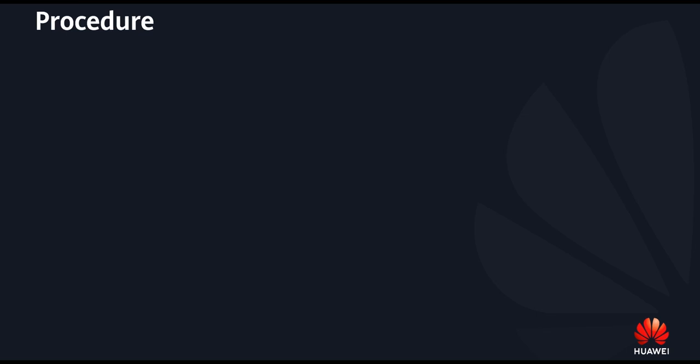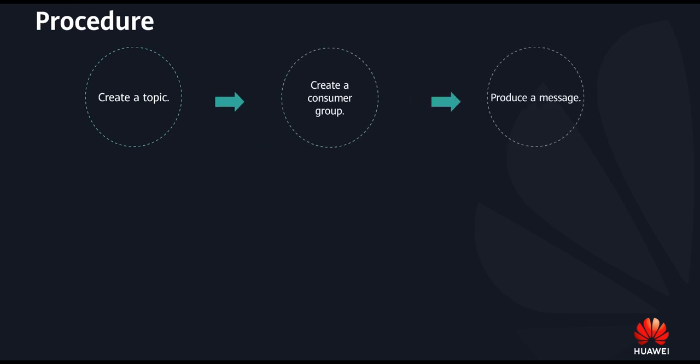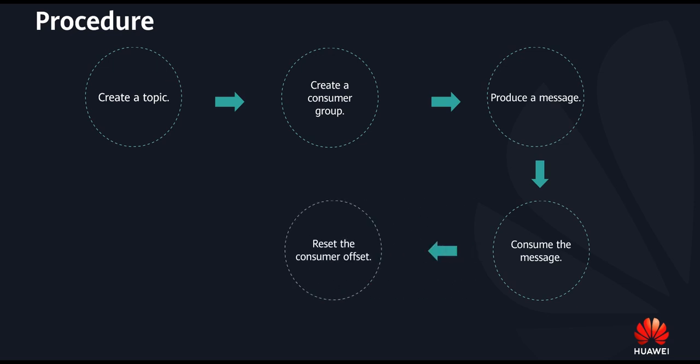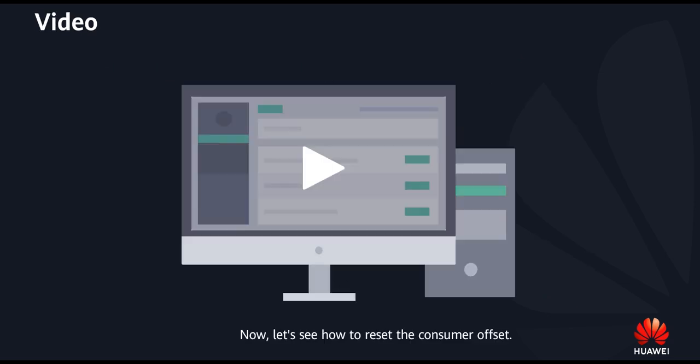To reset the consumer offset, create a topic. Create a consumer group. Produce a message. Consume the message. Reset the consumer offset. Now, let's see how to reset the consumer offset.